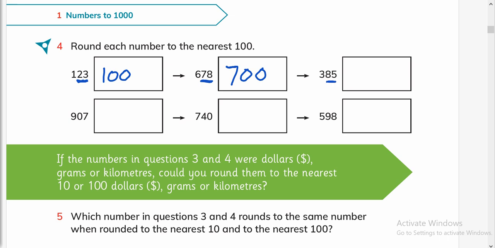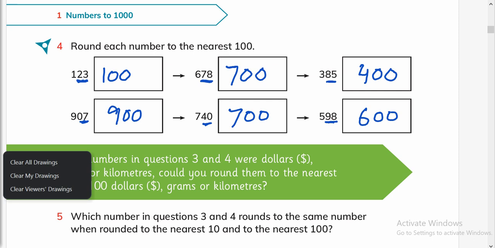85 is again more than 50, we will write it as 400. We are jumping to the next 100. It is less than 50, so it will be 900. Less than 50, it is 700. Greater than 50 or too close to 600 already. Okay.